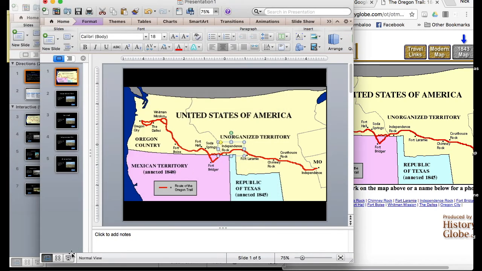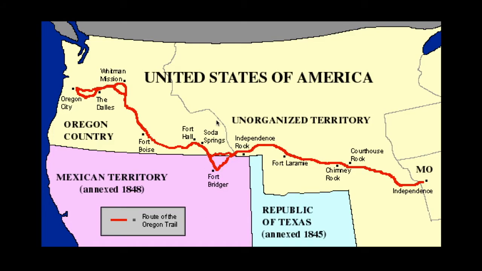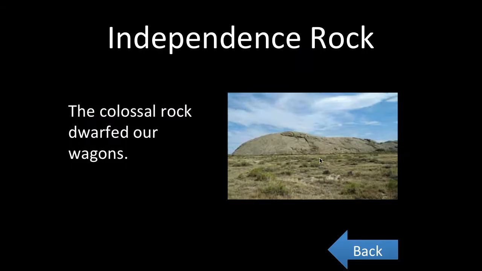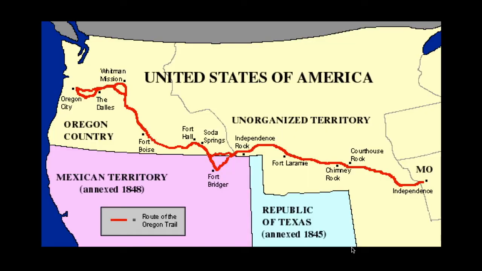So what this would look like in slideshow mode is I would click on the invisible link. I can tell it's a link because I would have the arrow normally and it turns into a finger. It tells me it's a link. When I click on it, it goes to Independence Rock. I can go back. Okay?